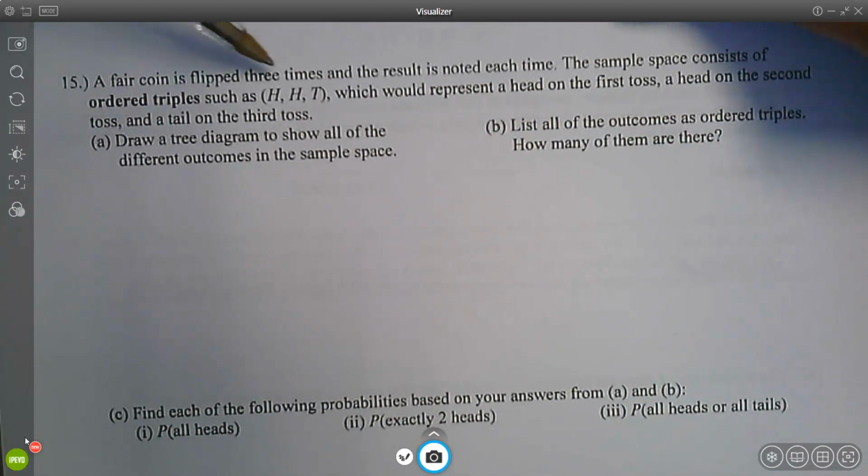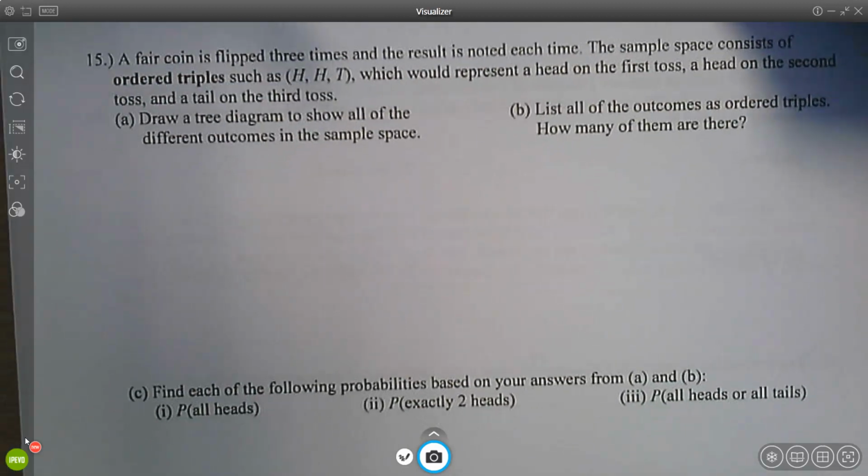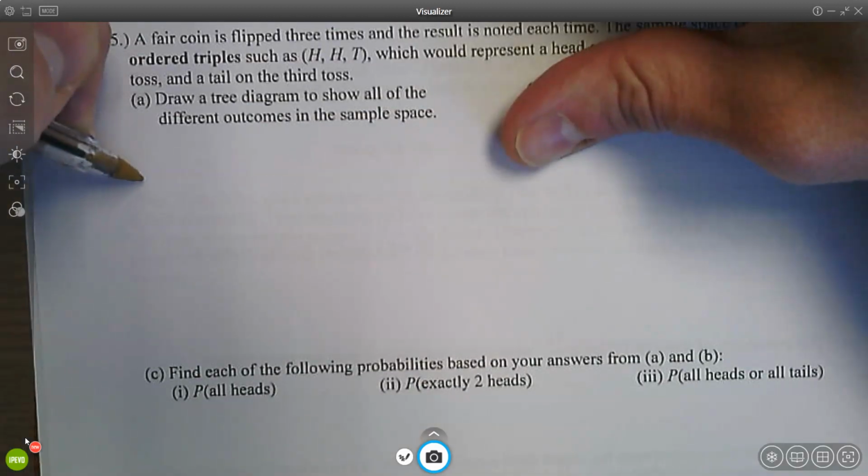A fair coin is flipped 3 times and the result is noted each time. The sample space consists of ordered triples such as heads, heads, tails. Draw a tree diagram to show all of the different outcomes in the sample space. So the key thing is we're flipping the coin 3 times.